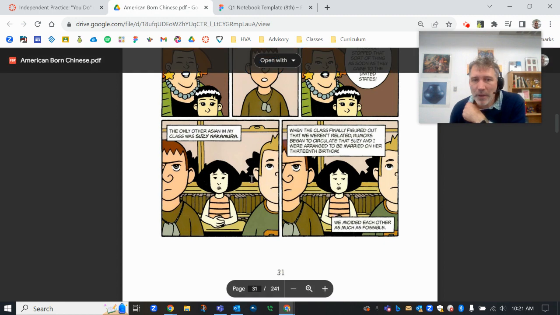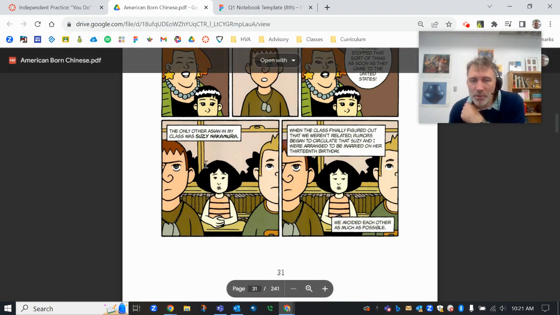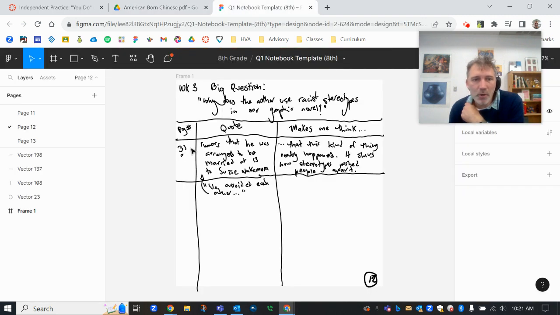Because just by the fact that they look a certain way, or that their families are from East Asia, they assume that there's something different about them, that they're in a prearranged marriage. And then it said we avoided each other as much as possible. So I wanted to keep track of the page number, page 31, and then I'm going to come over to my notebook, and I wrote something like this. It's a little messy. Page 31, rumors that he was arranged to be married at 13 to Susie Nakamura.